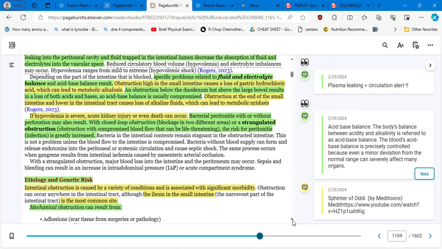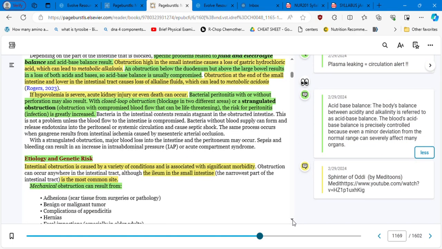if hypovolemia is severe, right, because we know the fluid and everything is going to the peritoneal area, acute kidney injury or even death can occur, right? Bacterial peritonitis, because we are having these contents and fluids leaking in the peritoneal area. Bacterial peritonitis with or without perforation may also result.